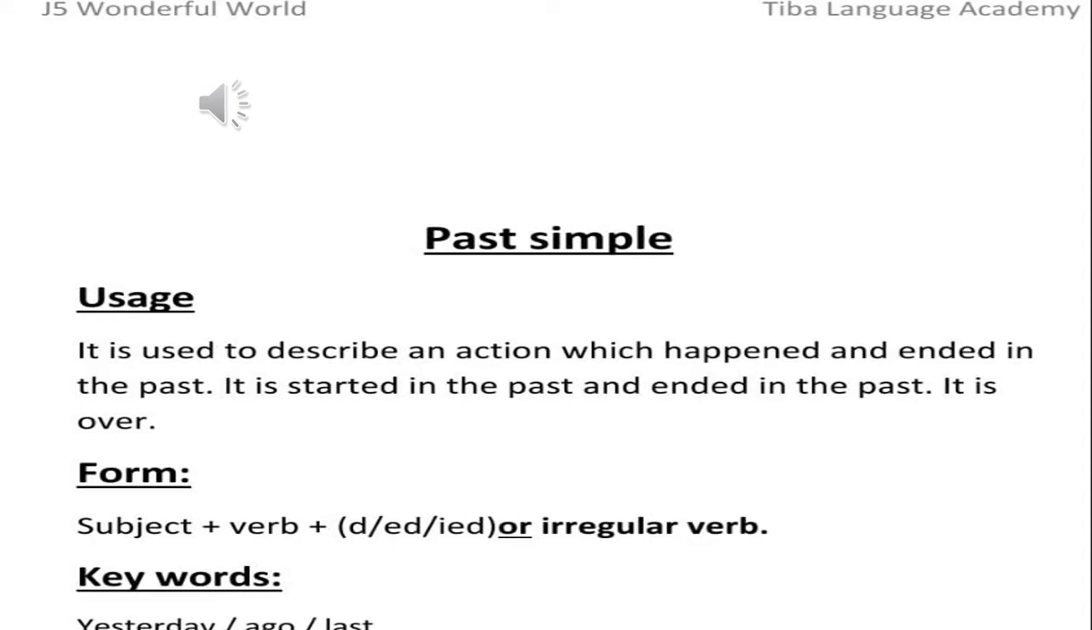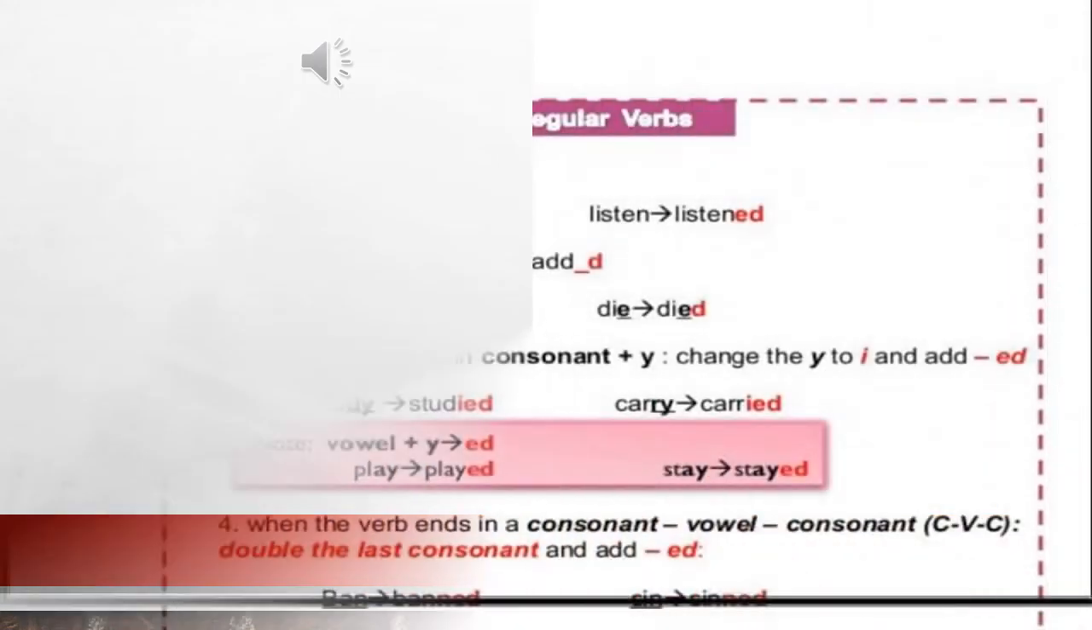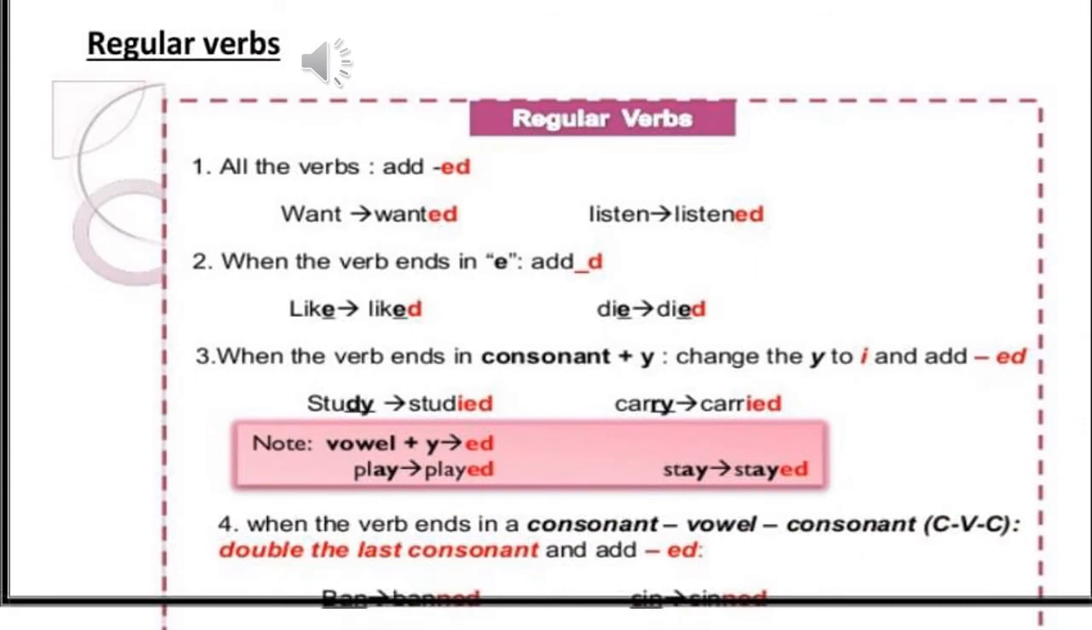There are keywords for the past simple: yesterday, ago, last. Okay, my lovely students, as I told you before, there are two kinds of verbs in past simple: irregular verbs and regular verbs. Let's start with regular verbs.